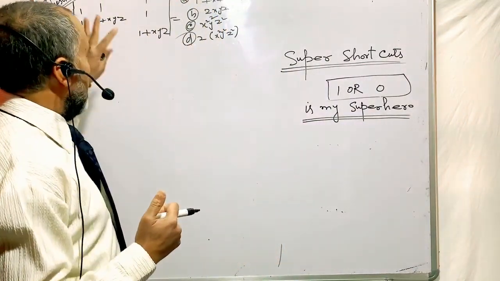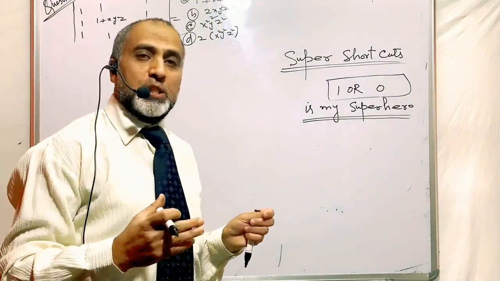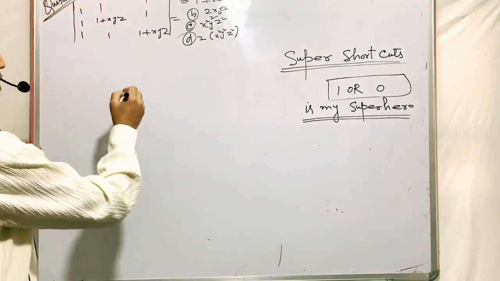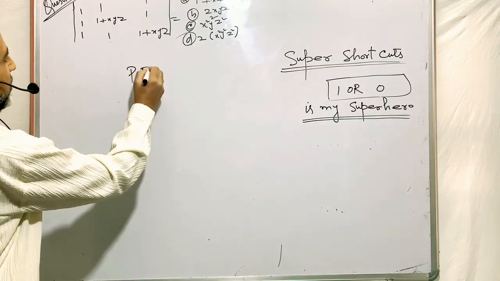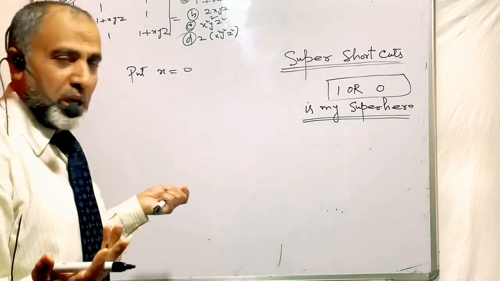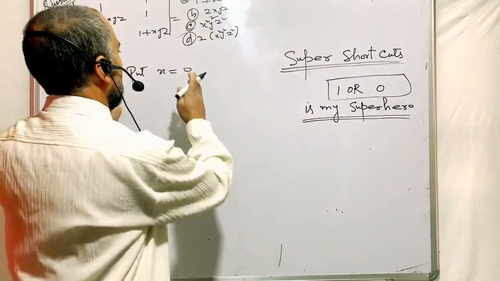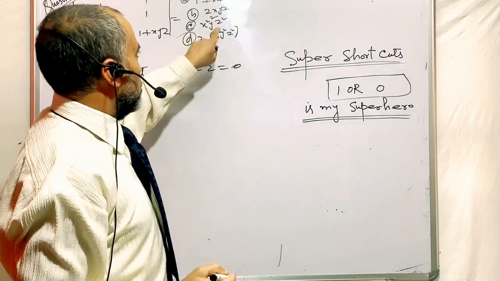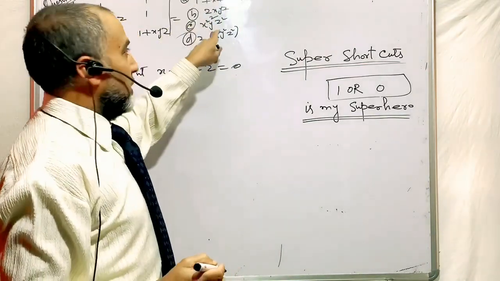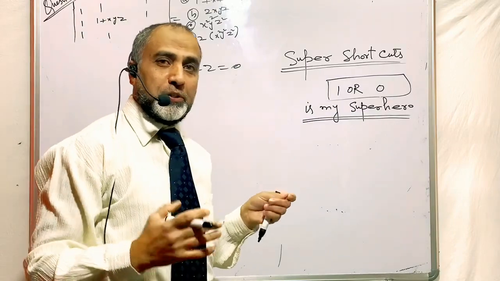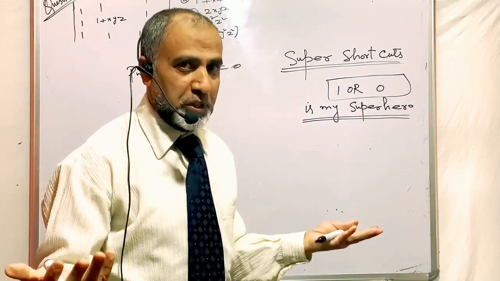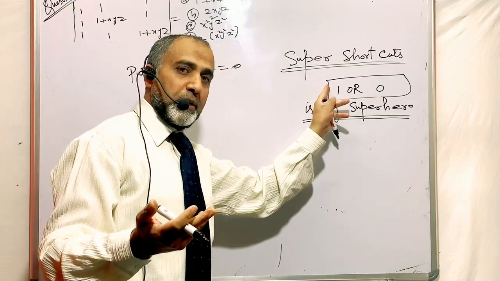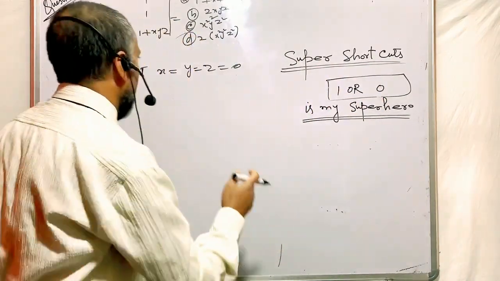Hum use karenge shortcut method, that is 1 or 0 is my superhero. Aap kya karenge? Put, dekho, x is equal to agar 0 denge, to kya aega? Agar right hand side pe dekhenge, x is equal to y is equal to z is equal to 0 denge. तो राइट हैंड साइड पे 0 0 0 तो यहां पे 1 आएगा लेकिन तीन जीरोस आएंगे उधर तीन ऑप्शंस 0 0 आते हैं तो थोड़ा सा कंफ्यूजन क्रिएट करता है तो हम अवॉइड दिस 0 तो हम क्या किस पे रिलाई करेंगे, will rely on 1.